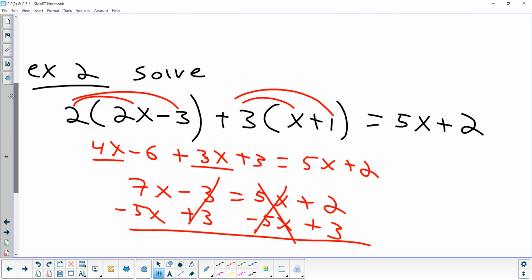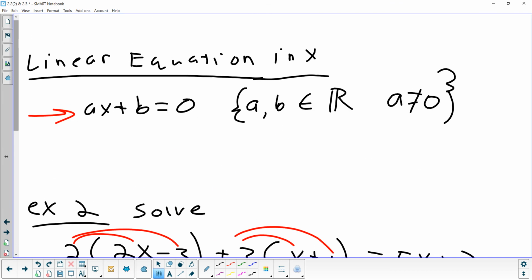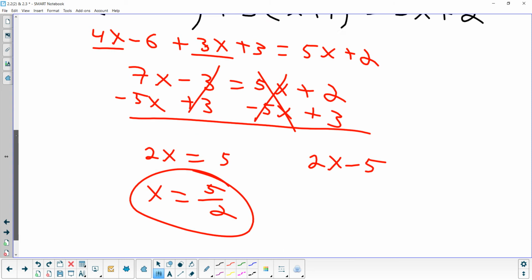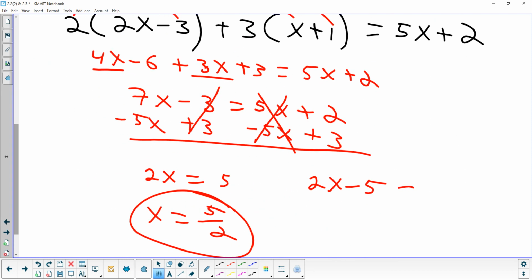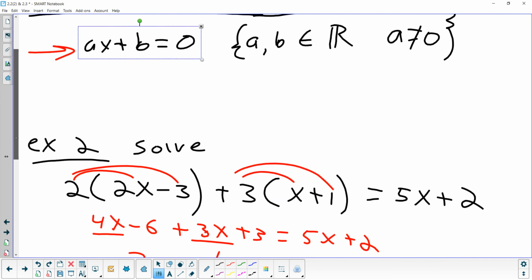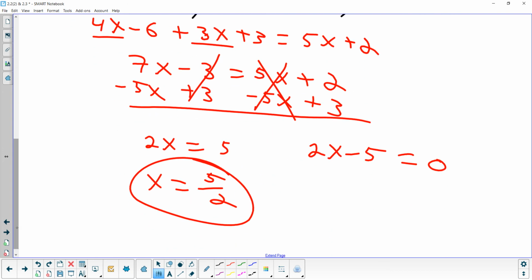Now I said earlier that you could make this look like that. We didn't have to do that, but if you wanted to, you would have done it right at this step. If I brought the 5 to the other side, I would have this: a number times x minus 5 equals 0. We rewrote it like that. That means it's a linear equation, which means when you draw it, it's a straight line. Okay, questions on that?